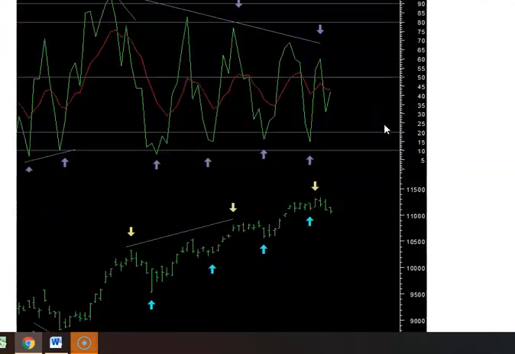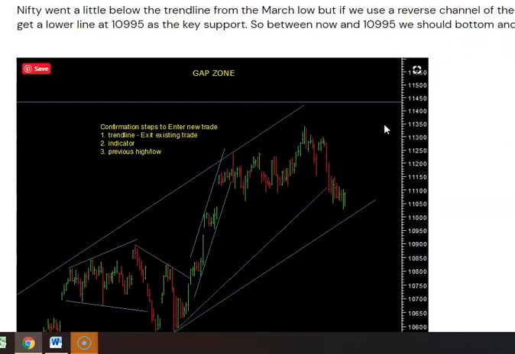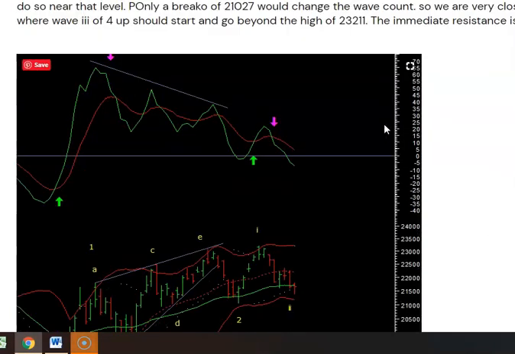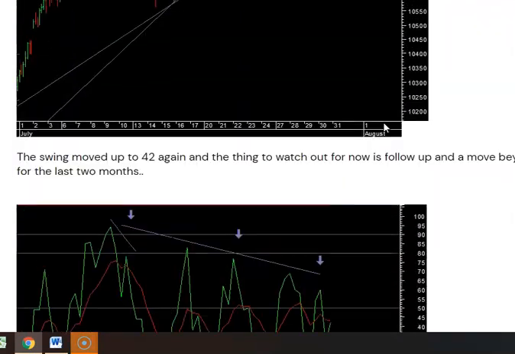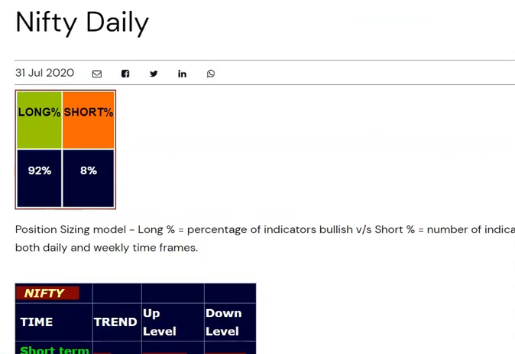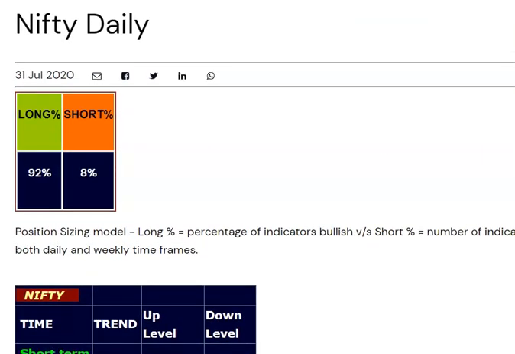This is the daily market analysis, which includes the trend, the position sizing model, and a detailed write-up with charts explaining where we are headed, what are the levels that are likely to be important in terms of the trend, both on Nifty and Bank Nifty. This is a daily report, goes out by 6 or 7 in the evening to everybody on email and is accessible on the website the moment I publish it.